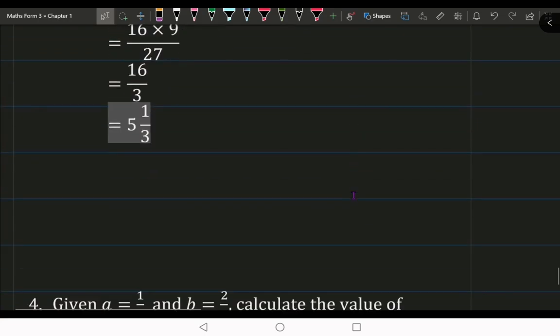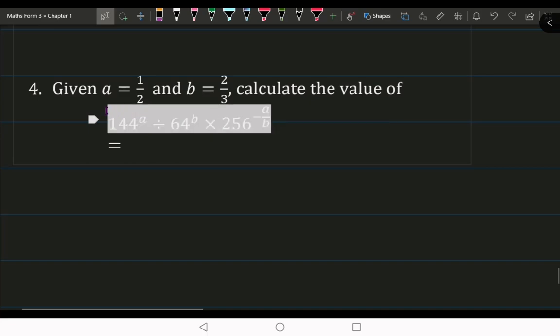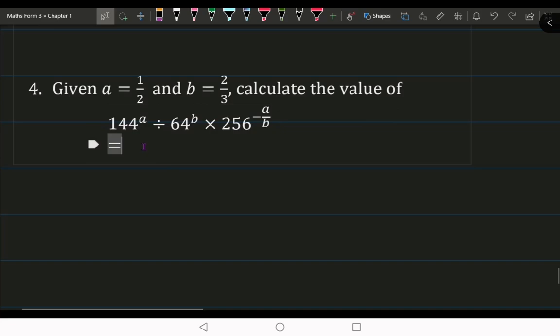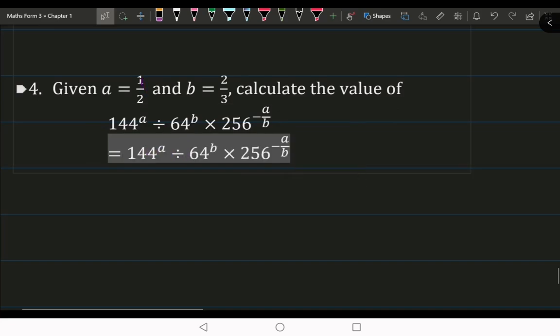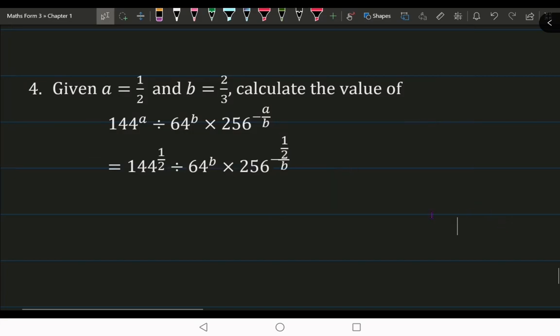Go to the next question, a little bit harder because you get the fractions for A. I'll copy this question first. After that, substitute A with 1 over 2. 1 over 2, copy here. I change the A with 1 over 2. This one also 1 over 2. After that, B is 2 over 3. You also substitute B by 2 over 3.